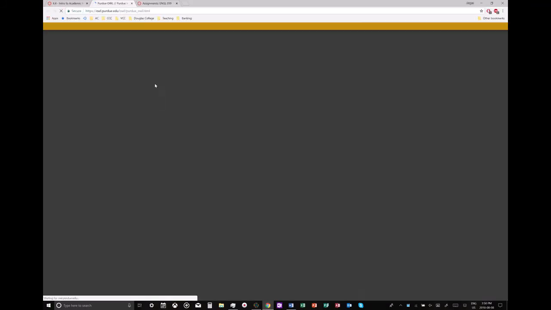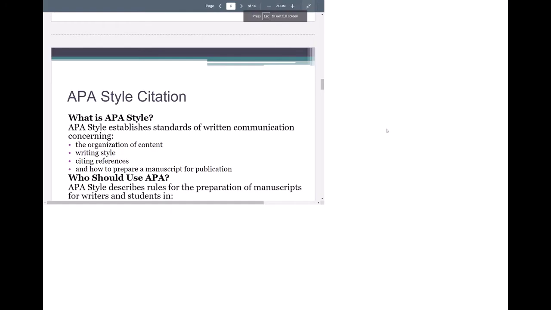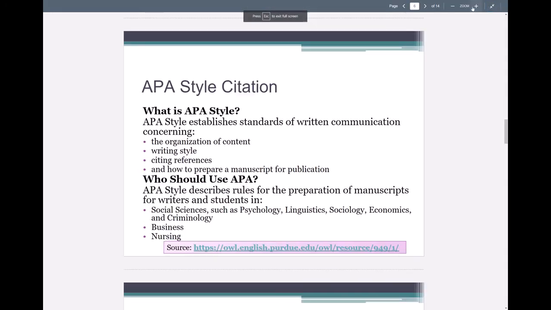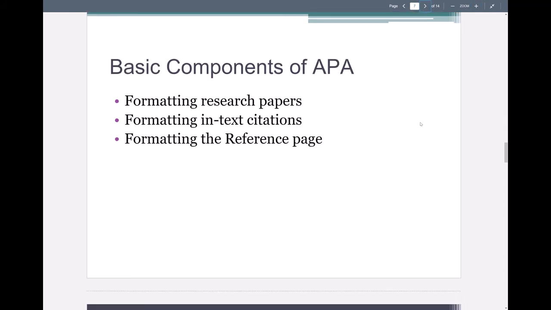And this link is the same one. So Purdue, the writing lab, has everything you need as far as citation is concerned. Okay, and then at the end.